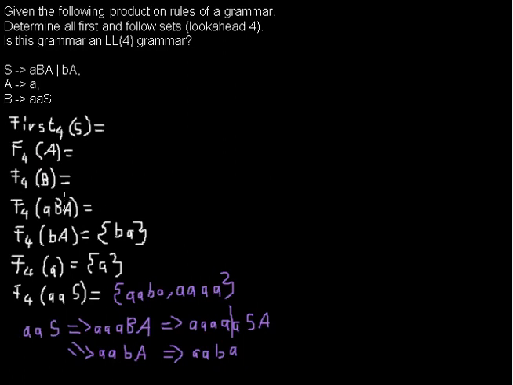Now, this one is left, and I will do some derivation steps to get the first set of that. In the first step, I have to exchange B by AAS because there's no other possibility.